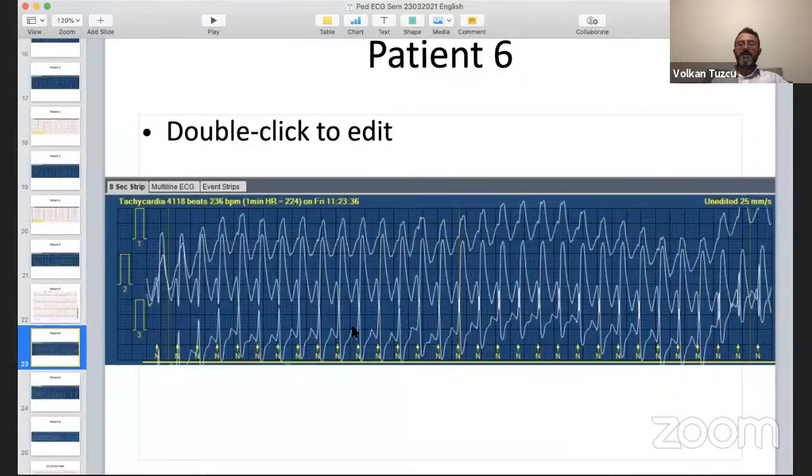Okay, let's make it easy. This is wide QRS tachycardia, right? Rate 236 beats per minute, maybe. So what do you think is the diagnosis? If somebody shows you this and asks, what do you think about this rhythm? What would you say, without any other additional information?